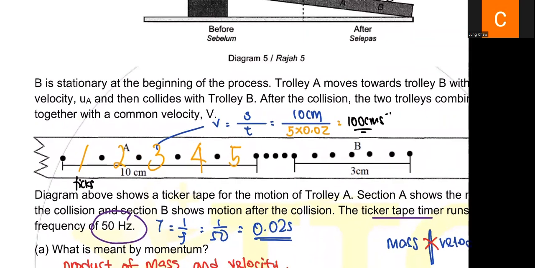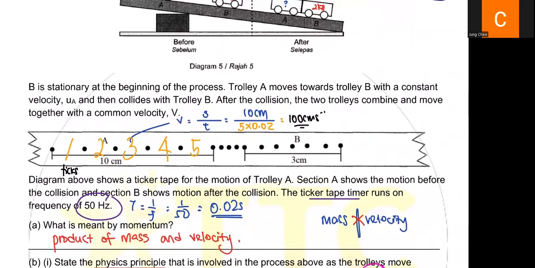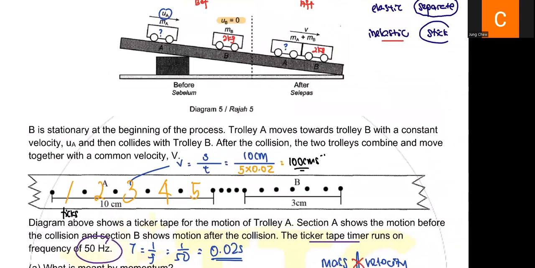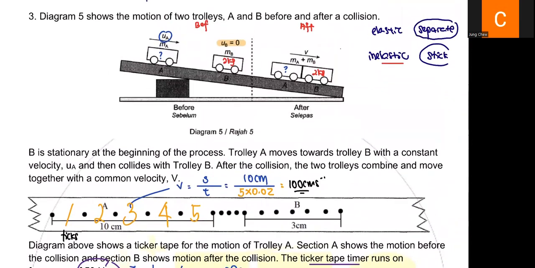Okay, did I calculate correctly? So I think this is actually 100 cm per second. Okay, let me use green color. So this is actually 100 cm per second. This is 0 meter per second. Okay? Now, so what about B?